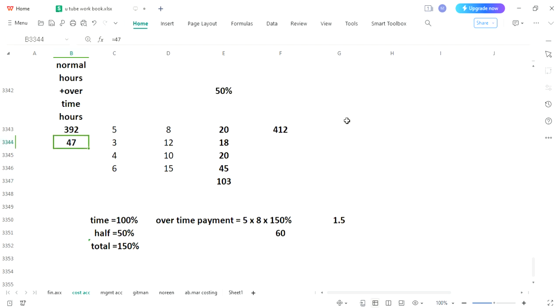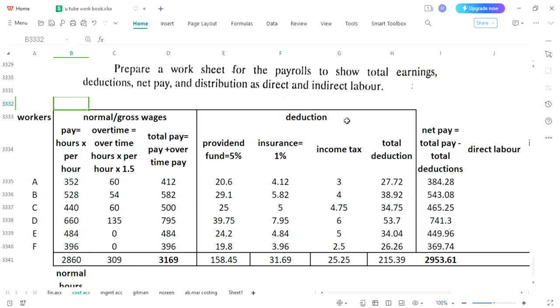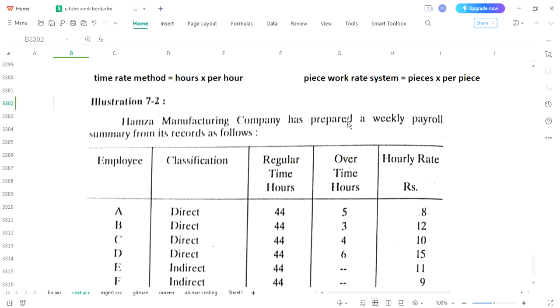Here multiply it with 12. You have got second amount 564. Then go back into the question. This method we are using for calculation of payment, where you will pay overtime hours and regular hours collectively. For third, 44 and 4, 48 per hour 10.